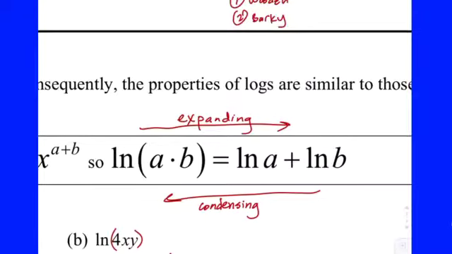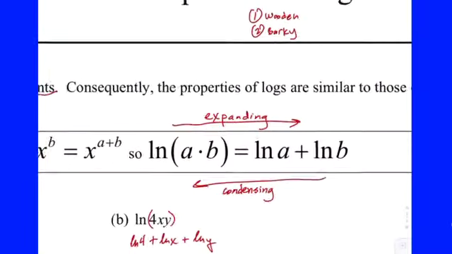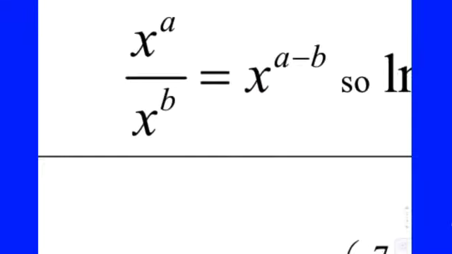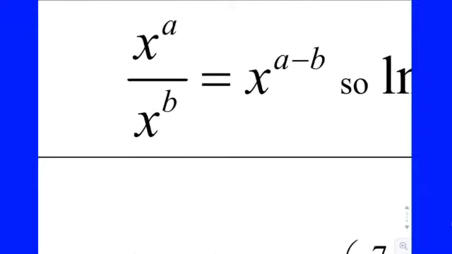Products become sums, sums become products. All right. Property 2, hey, we did this one in the warm-up also as well. When we are dividing and the bases are the same, that turns into what operation?